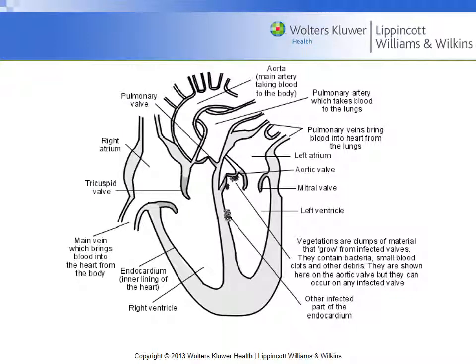The next slide shows blood flow through the heart and shows the main areas of problems that can happen with valvular disorders. One particular important thing to note is that vegetations are clumps of material that grow from infected valves. They contain bacteria, small blood clots, and other debris. They are shown here on the aortic valve, but they can occur on any affected valve.